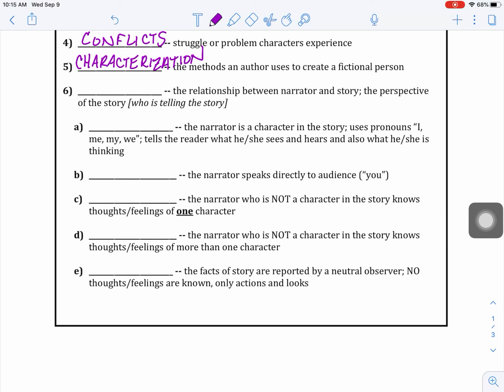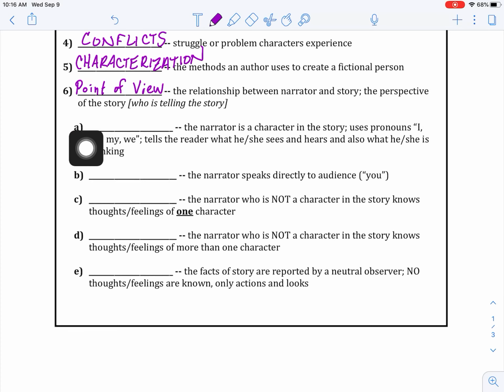So when we talk about the relationship between the narrator and the story, or the perspective of the story, all it really means is who's telling the story, which is the point of view. And in elementary school, you talked about the various different points of view. And we're going to look at 5 possible ones this year.